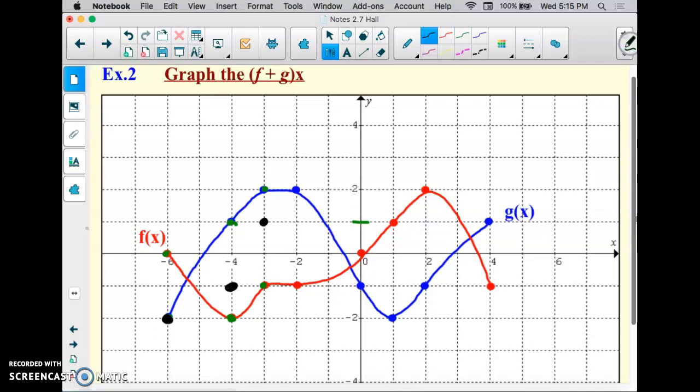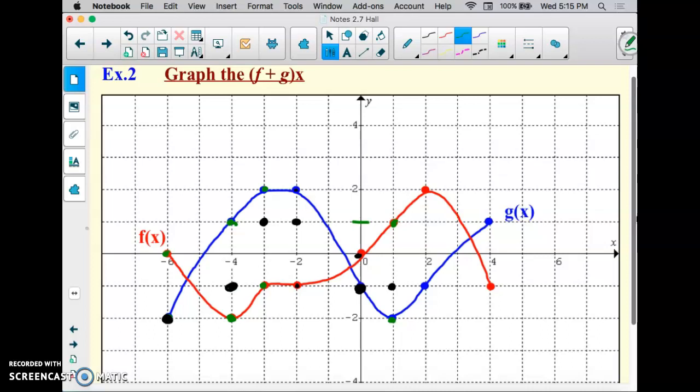I'll add them up. Negative 1 again and 2 again gives me 1. Going here, this is negative 1 and 0 gives me negative 1. Point there. Negative 2 and 1 gives me a negative 1. So negative 2 added with 1 gives me negative 1. Keep on going here.